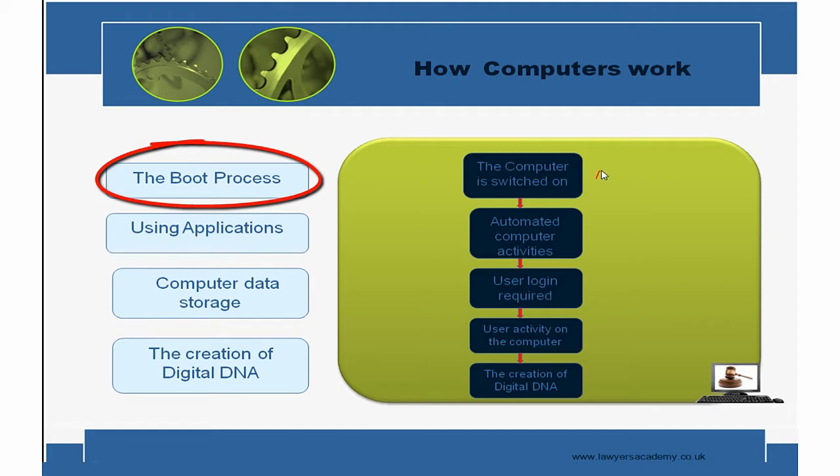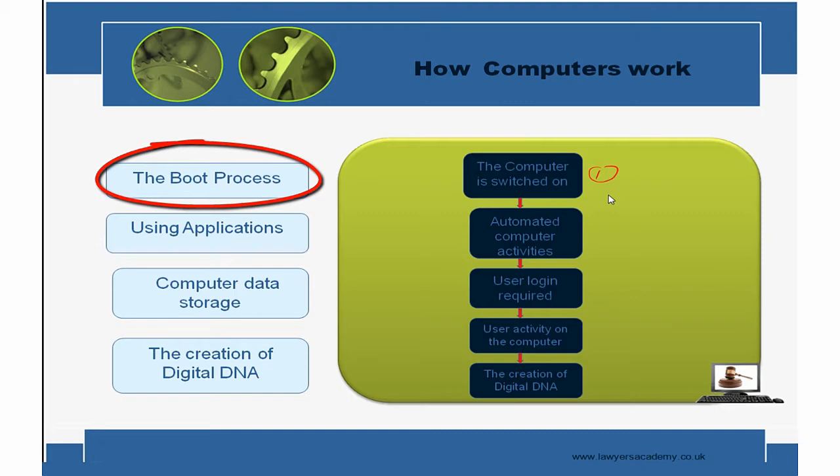Now, step 1. The computer is switched on. When that takes place, the next thing that follows is some automated computer activities. This covers what precisely the computer is doing internally to get itself ready for proper use. So at that point, you will very likely find a black screen and text running through the screen. There is not much you can do at this time.